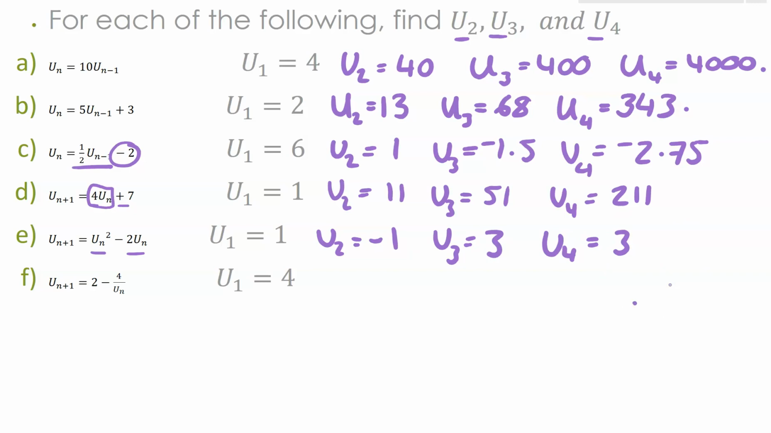u4 is going to be 3 squared minus 2 lots of 3. So it's 9 minus 6, that's 3. And we're actually going to get a 3 every time now. Once it repeats itself once, it can't do anything but, because you're constantly subbing in 3 every time. So you're going to get 3 out every time.